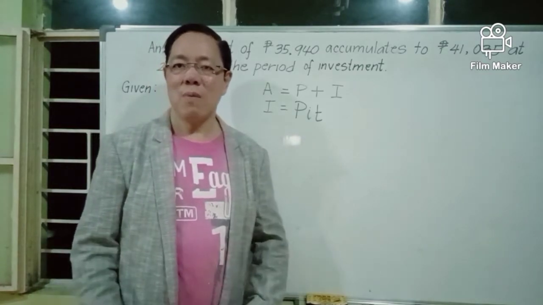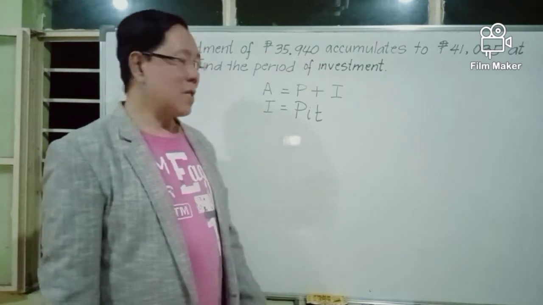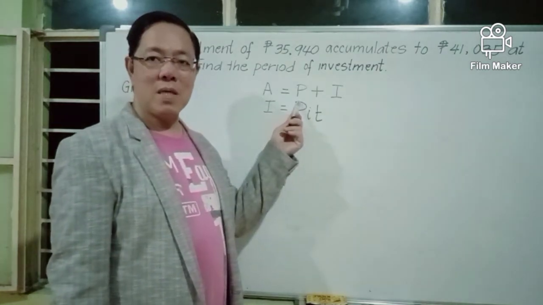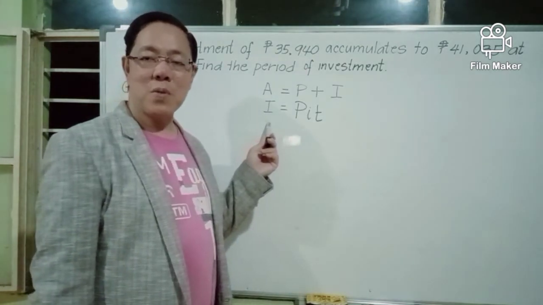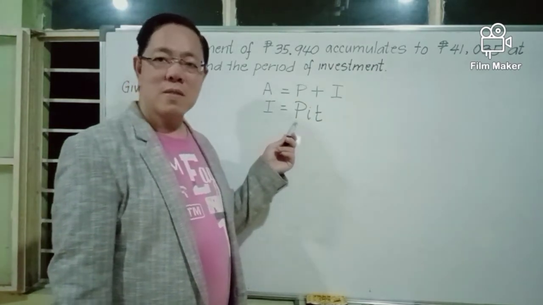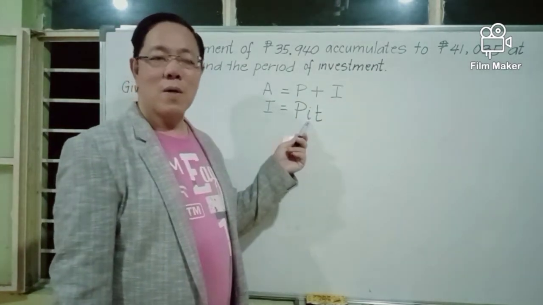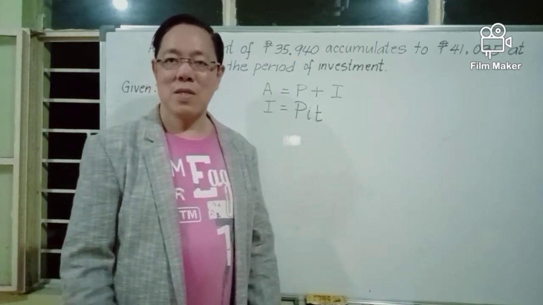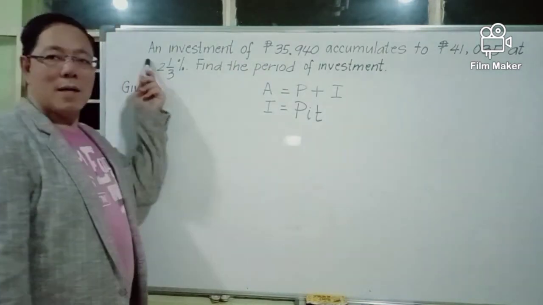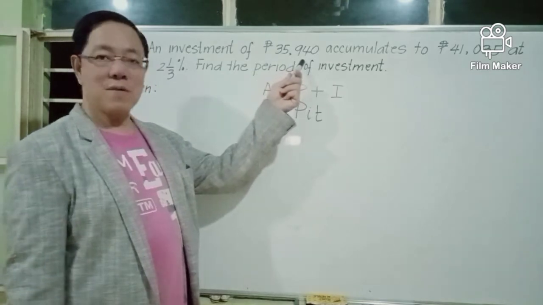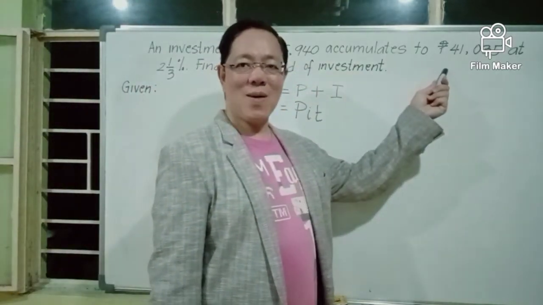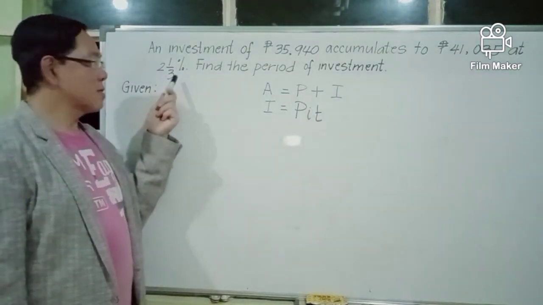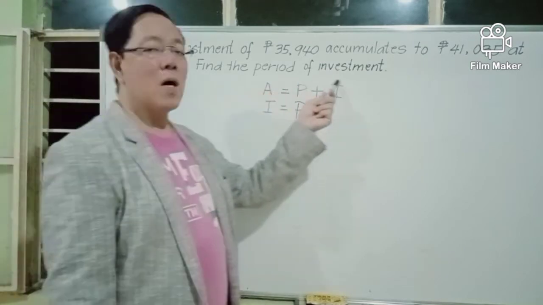For today, we will have more examples of problems for using these two formulas: the formula for accumulated value or accumulated amount of principal P, and the formula for computing the amount of interest earned by principal P invested or borrowed at simple interest rate I for T years. For the first example, consider the following problem. An investment of 35,940 pesos accumulates to 41,035 pesos at 2⅓%. Find the period of investment.